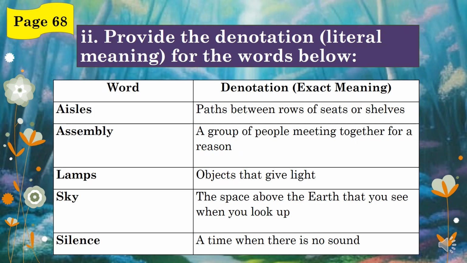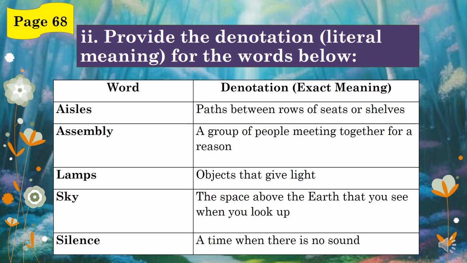Let's take a look at some common words and their denotations. That means their exact, literal meanings as you'd find in a dictionary. Aisles. These are the paths between rows of seats or shelves, like the spaces you walk through in a theater or a grocery store. Assembly. This means a group of people meeting together for a reason. For example, a school assembly, where students gather for announcements.